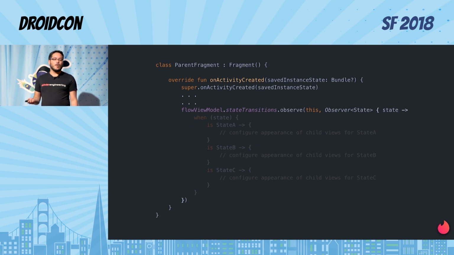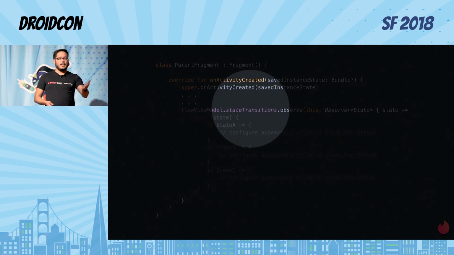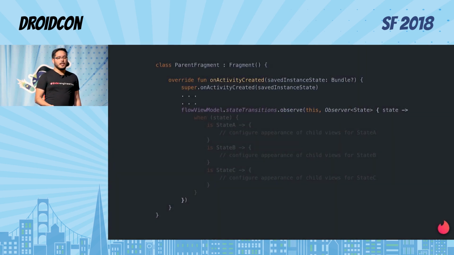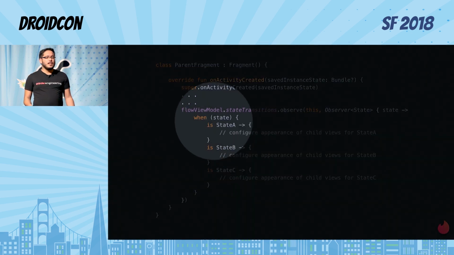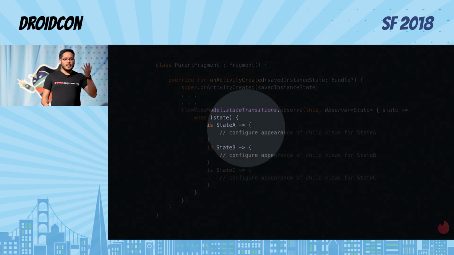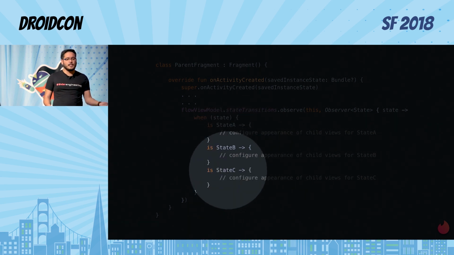So here is the UI code. In this case, the fragment. You get your view model here, and then on your view model, you can get the state transition, and then you can observe it. And then right here, you can have a switch statement that will just check which state is the one right now, and it's going to treat whatever you have to treat for state A, whatever you have to treat for state B, and state C.